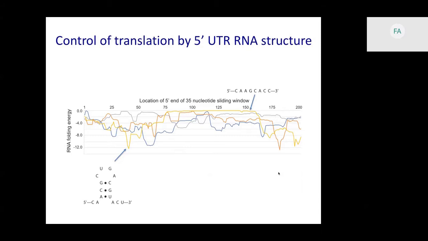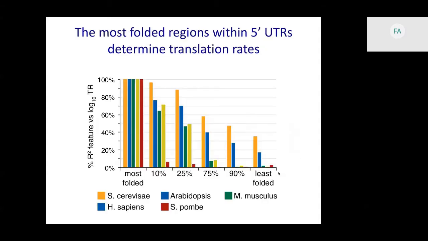To determine what aspects of these structures are actually the ones that are regulating translation, we did a number of things, including we took the delta G values for the most folded window from each transcript and made a feature of that. We made a separate feature out of the delta G values for the least folded window, and similarly for intermediate degrees of folding. What we see consistently across all 5 species is that the delta G values for the most folded windows correlate much more strongly with translation rates than those of the least folded window. And these are much better than you'll get if you just take the mean also.